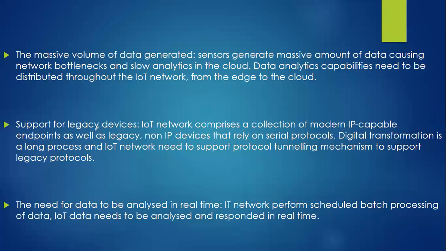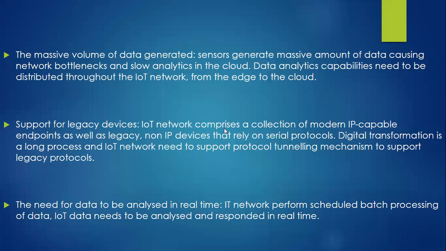Then, support for legacy devices. An IoT network comprises a collection of modern IP-capable endpoints as well as legacy, as I mentioned with that tunneling process, non-IP devices that rely on serial protocols. Digital transformation is a long process, and the IoT network needs to support protocol tunneling mechanisms to support legacy protocols. So if any device is using an old version of the protocol, then we need to go for the tunneling procedure.